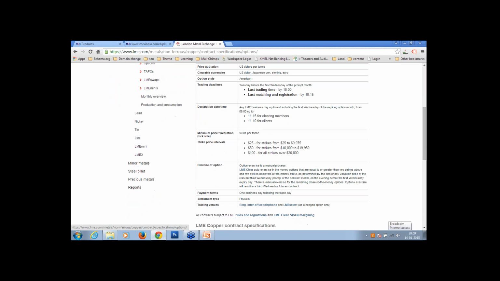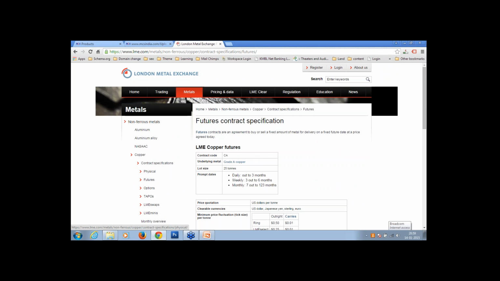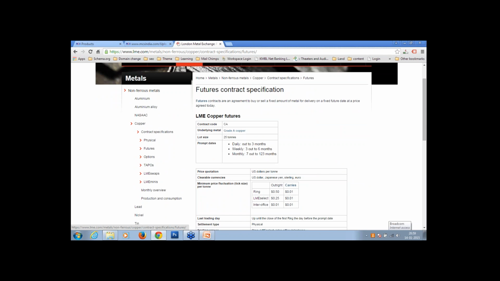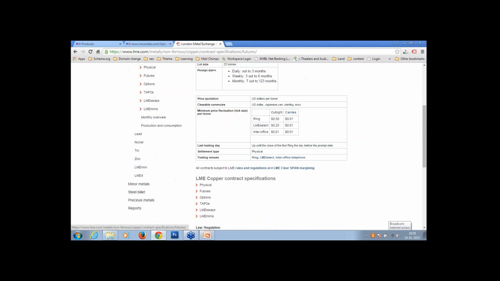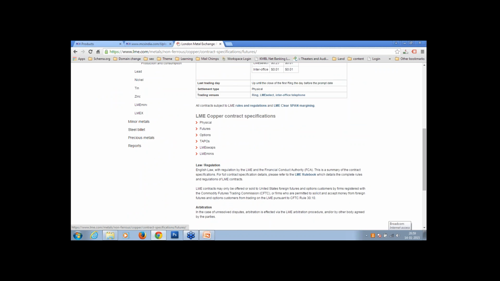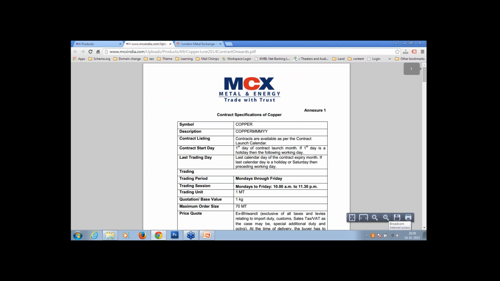And the strike price, you can understand all these options, strike price and all. So just have a look at the contract specification of copper future on LME. Now also let's have a look at MCX contract specification for copper.